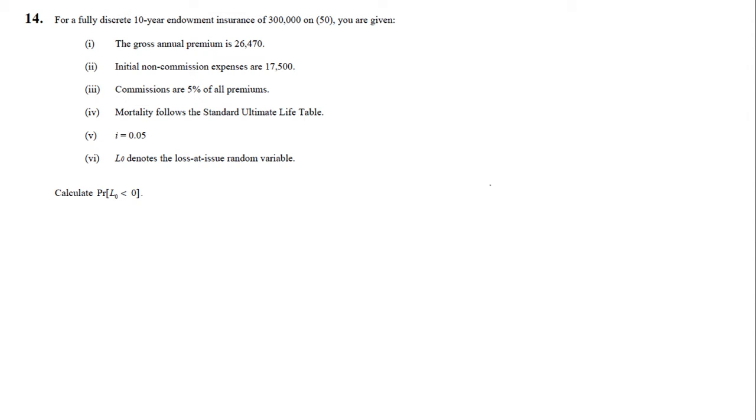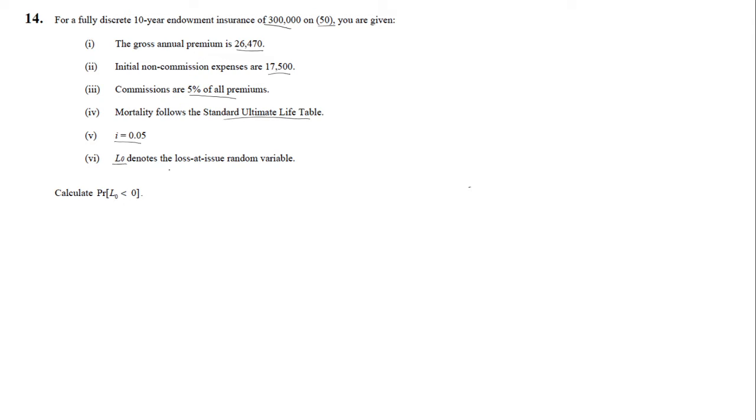We're given a fully discrete 10-year endowment insurance of $300,000 on age 50. The gross annual premium is $26,470. Initial non-commission expenses are $17,500. Commissions are 5% of all premiums. We can use the Standard Ultimate Life table. Interest rate is 5%.